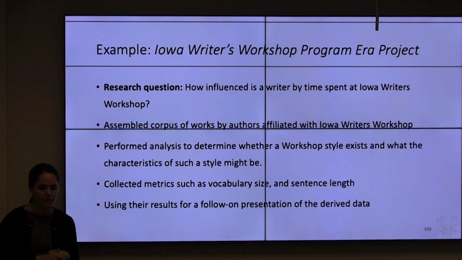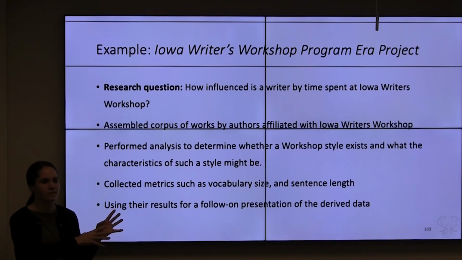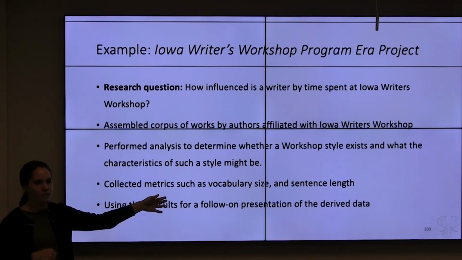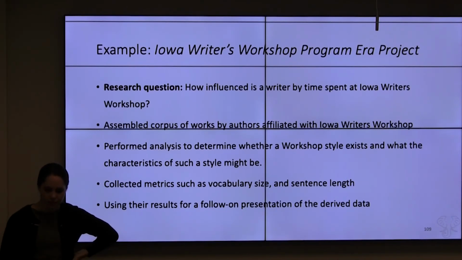So working within a capsule, they were able to perform analysis to see whether there is a workshop style. They collected different metrics about vocabulary size and diction and sentence length. And then they're using all of the data that they generated in the capsule to build a website that they're going to publish at Iowa that will allow people to explore the nuances of the Iowa style. This is a perfect model for working within the data capsules because they needed access to a certain subset of data that wasn't otherwise available to them. They performed computational analysis and came up with results that are not a substitute for human reading. It's metadata about vocabulary size and sentence length, and they're using that outside of the capsule to feed into another project that they're working on.